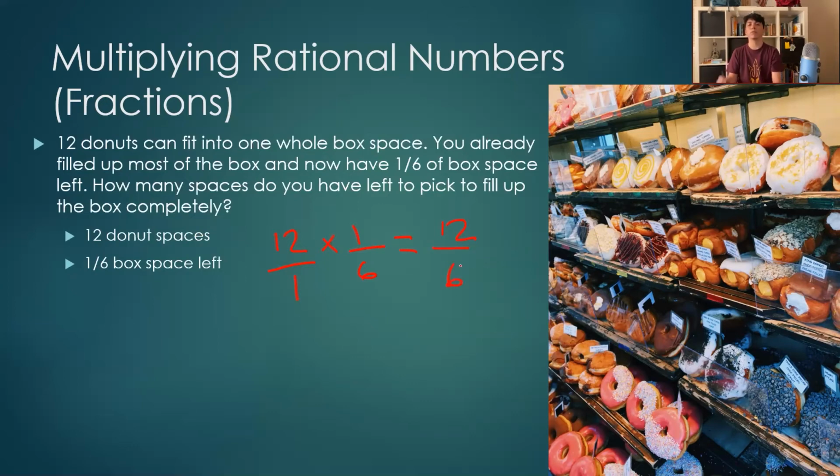And remember, fractions are also division problems. So we can read this as 12 divided by 6. And 12 divided by 6 is 2. So the answer to our problem is we have 2 donut spaces left. So that means you can pick 2 more donuts, because it's your box, to fill your box completely. So you can have a whole dozen.